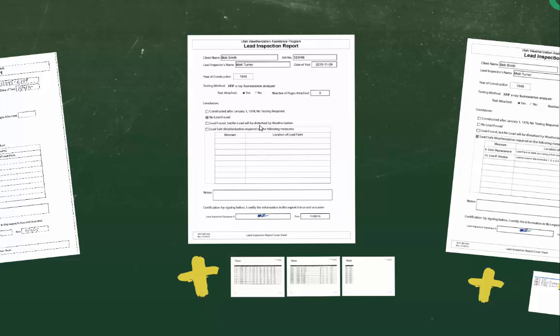Same thing with the lead found, but no lead will be disturbed. Obviously, you'd have a report. The report would say, yes, there was positive results for some lead, but by simply checking this box, you're saying, even though we found lead, we're not going to disturb it, and you are verifying that you're not going to disturb it, and that's it.